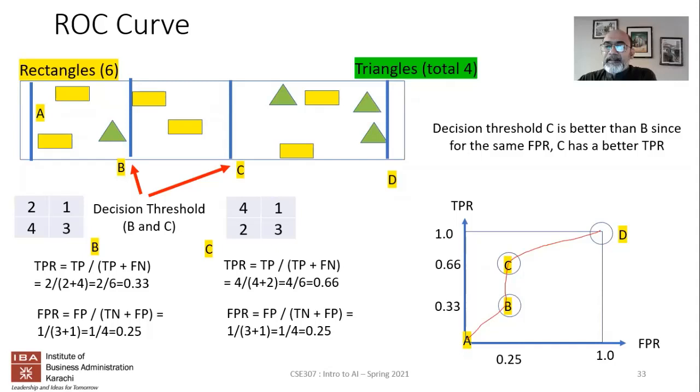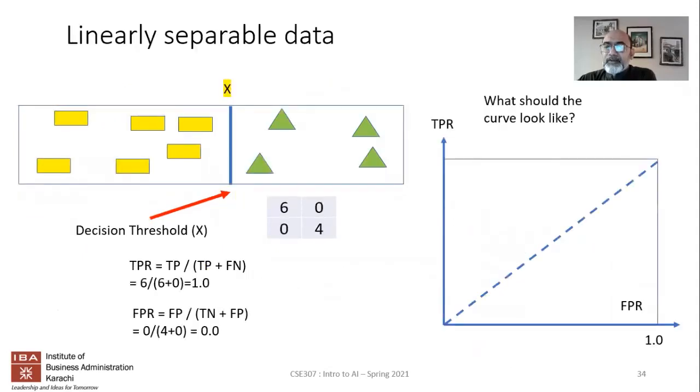Let's keep looking at some further examples. So let's take a look at a linearly separable case, okay? And linearly separable, as you can see, is that you can simply draw a decision threshold, and that would separate all the rectangles from the triangles very nicely, okay? They aren't mixed up. So if you do the calculation of the true positive rate and the false positive rate, you can see that the true positive rate would simply be 6, and the false positive rate would simply be 4. So this is the perfect scenario.